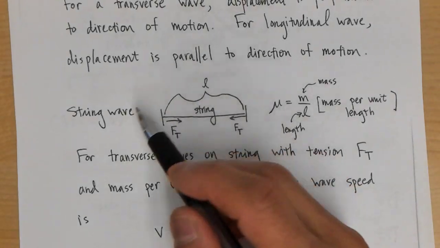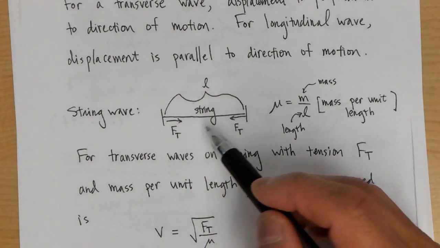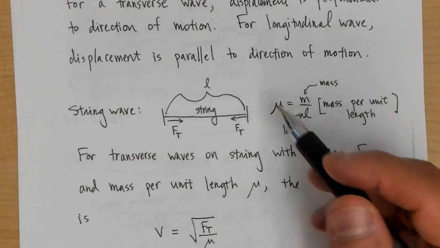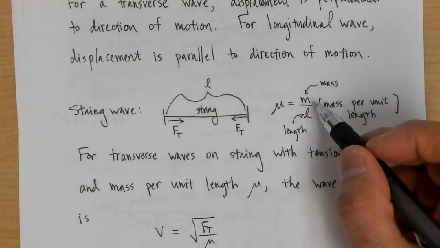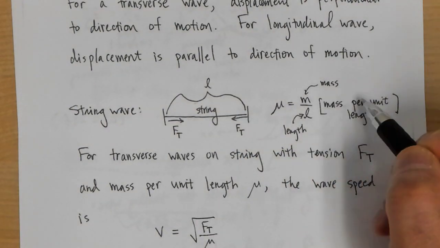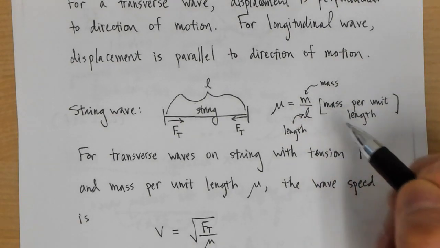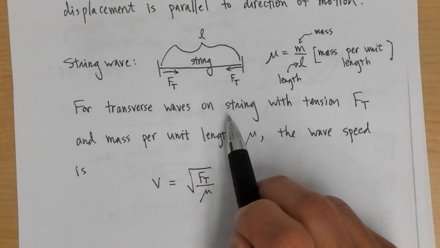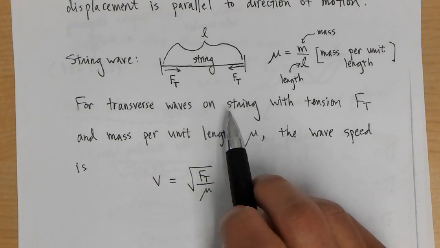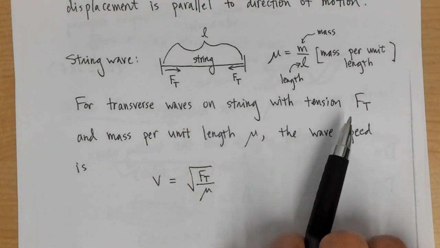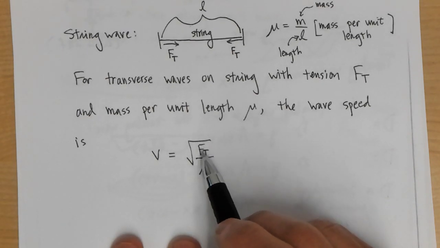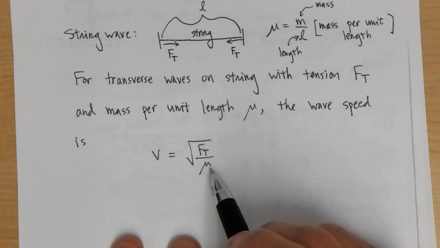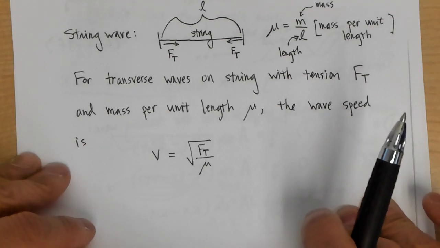Now, if we have a string with a tension Ft, and let's say the length is L, and the mass of the string is m, then we can define the mass per unit length mu as m over L. And so now if we have vibrations or transverse waves on a string, the wave speed will be v is equal to the square root of the tension Ft over the mass per unit length mu.